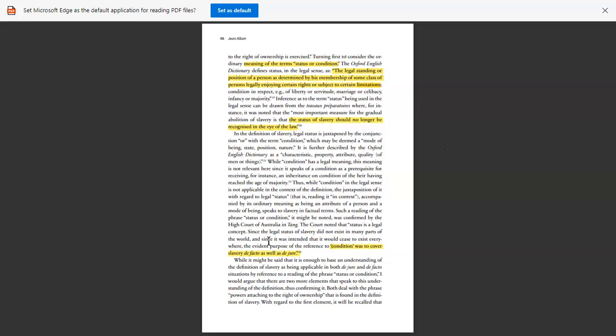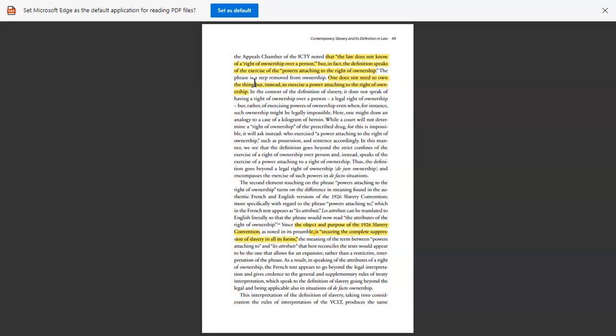Basically, the evident purpose of the word condition was to cover slavery de facto as well as de jure, because the condition of being possessed or controlled is certainly viable in both. In a de jure situation, legally, ownership is tantamount to possession or evidenced by possession or control, but this is the same thing in a de facto situation.